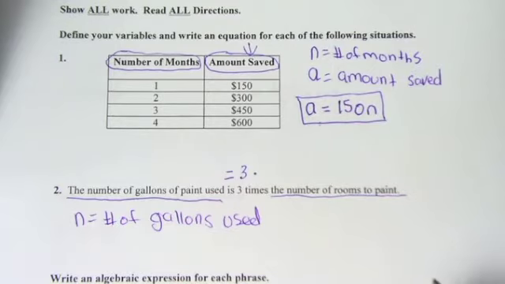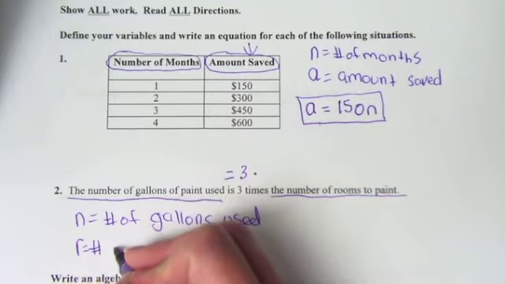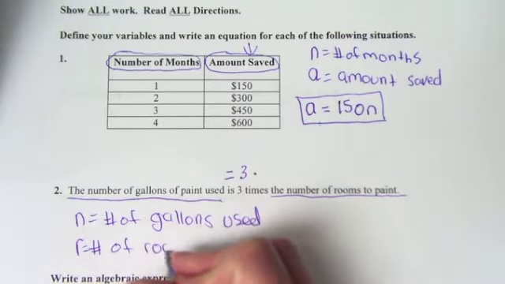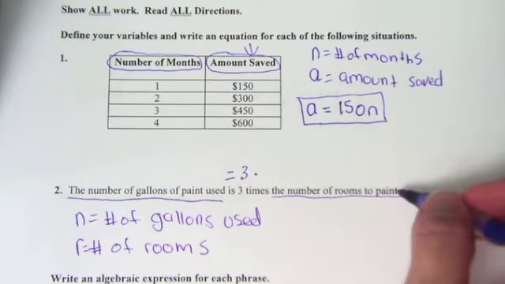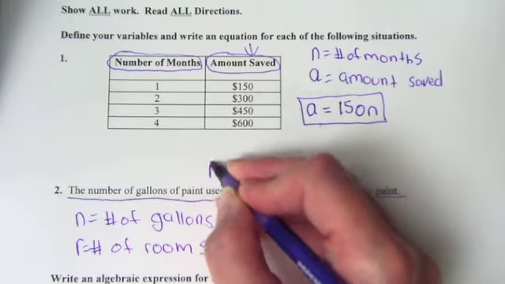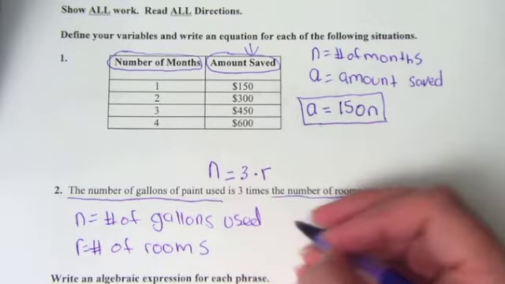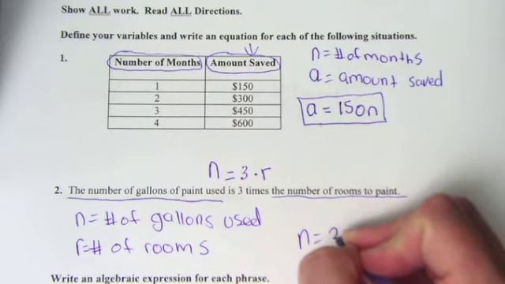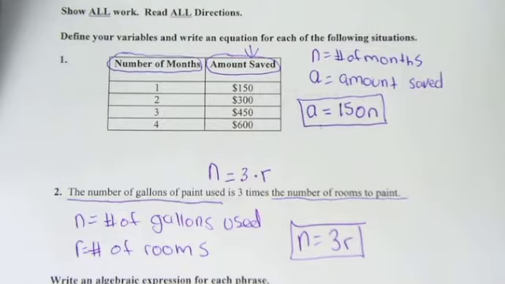And we'll just use R for the number of rooms to paint. And then from that point, you just replace the things that I've underlined with your variables. So number of gallons of paint used, that's N. So N equals 3 times the number of rooms to paint, R. So our equation then is N equals 3R. Okay, you may have used different variables, and that's okay too.